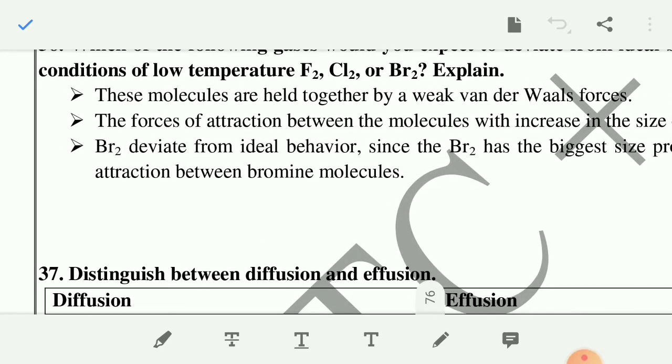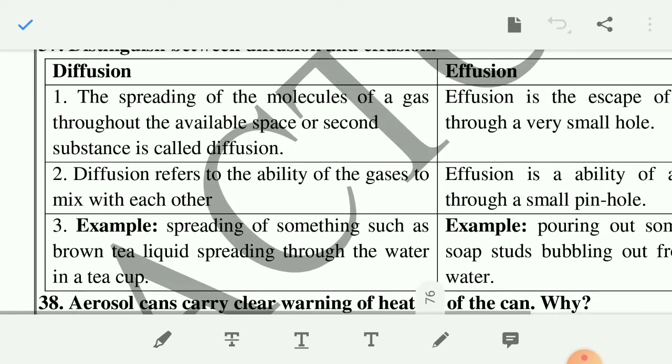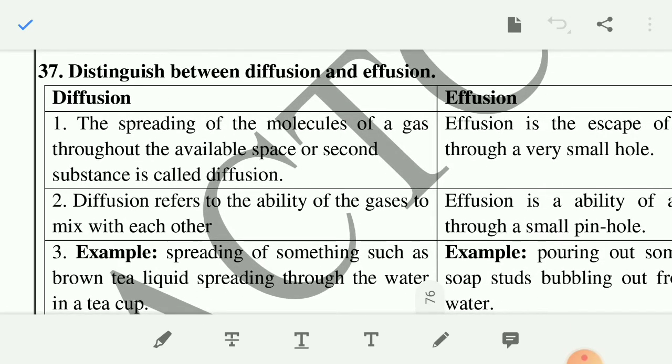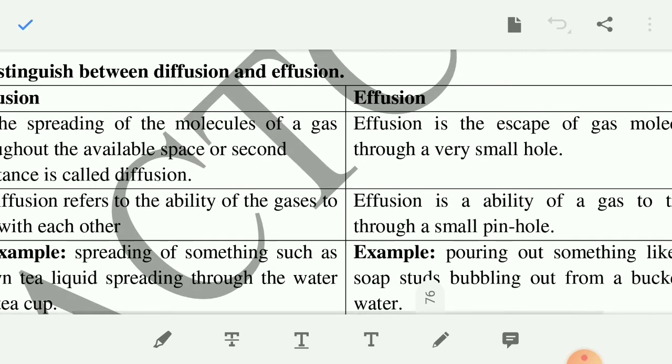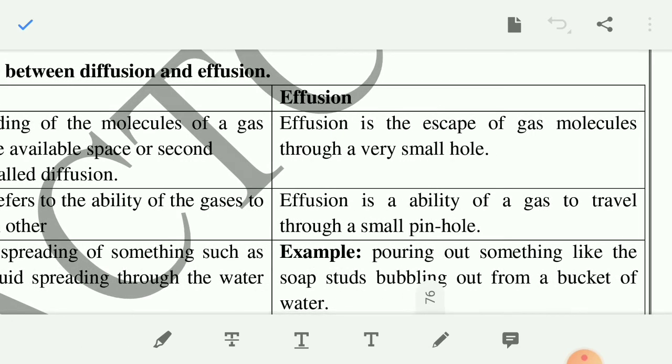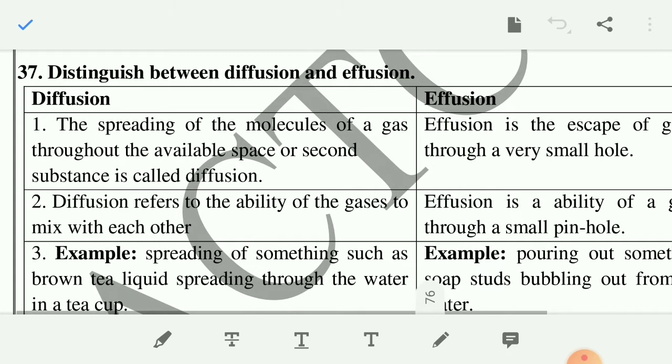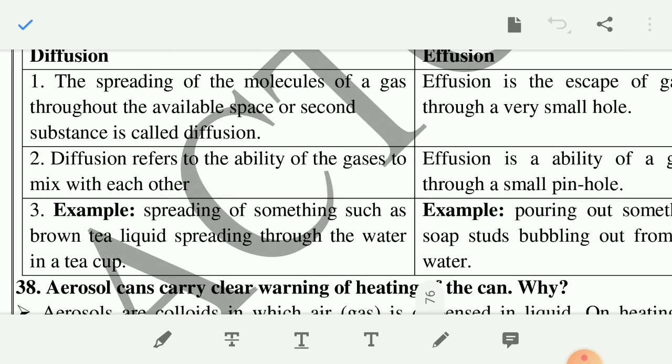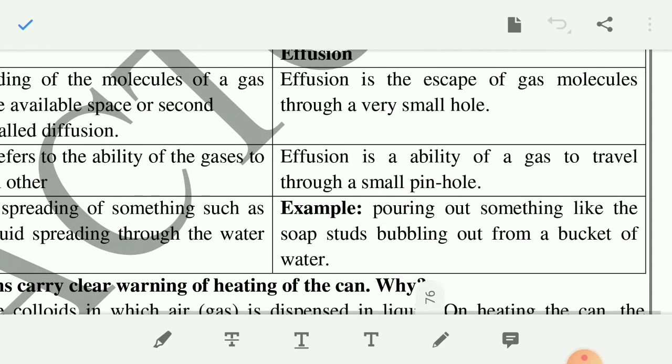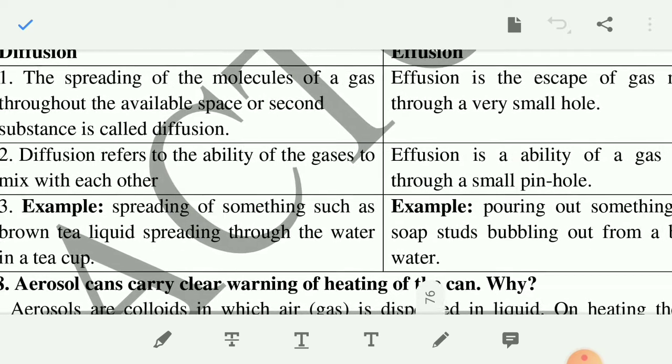Okay. The next question, distinguish between diffusion and effusion. Diffusion means the spreading of molecules of gas throughout the available space or a second substance. Whereas effusion is the escape of gas molecules through a very small hole. Diffusion refers to the ability of gases to mix with each other, whereas effusion is the ability of gas to travel through a small pinhole. These are the differences between effusion and diffusion.